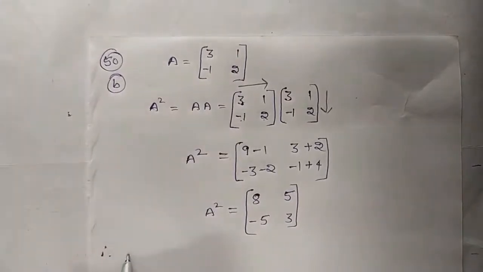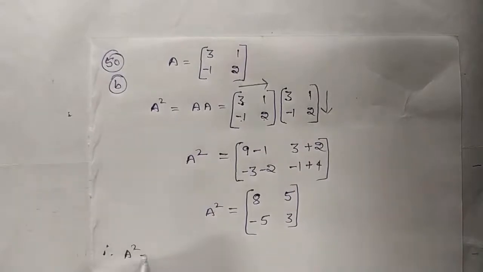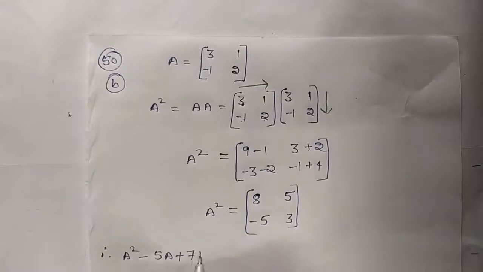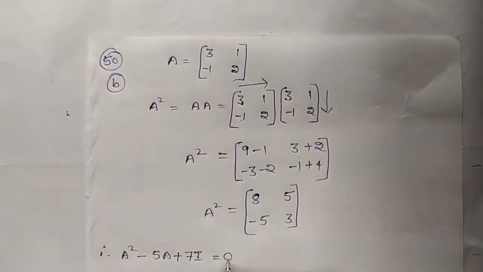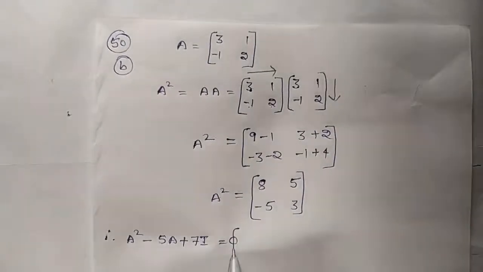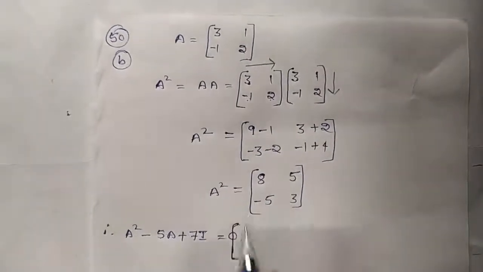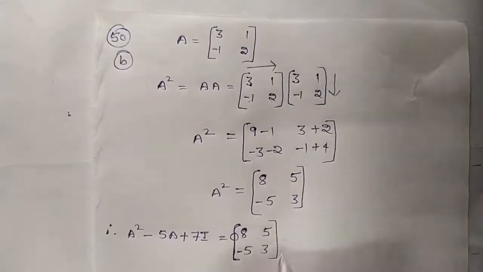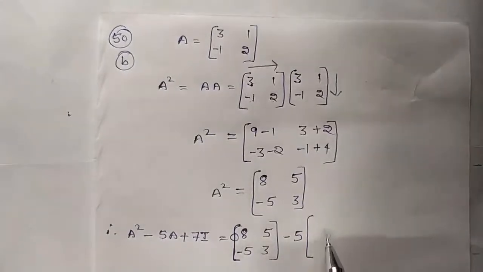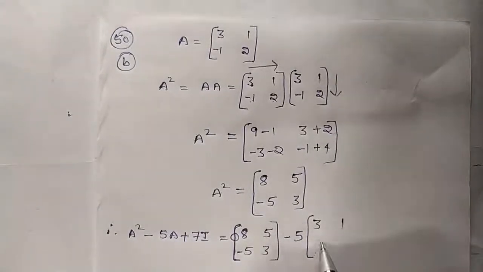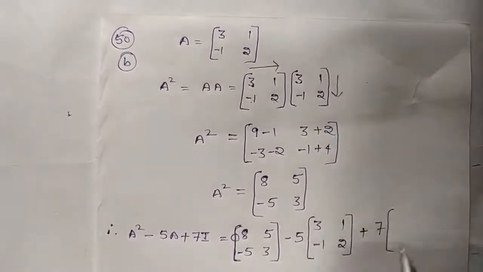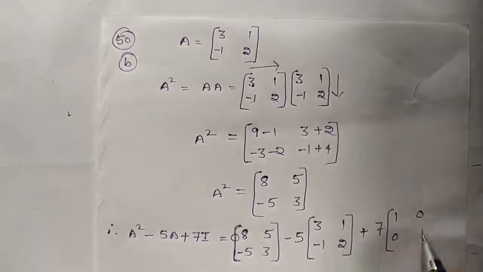Therefore, take the given equation A square minus 5A plus 7I equals 0. We need to prove that this entire equation is equal to 0. So let us prove. A square is what? 8, 5, minus 5 and 3. Minus 5A, 5 into A. Write the matrix A: 3, 1, minus 1, 2. Plus 7I. I is an identity matrix: 1, 0, 0, 1.